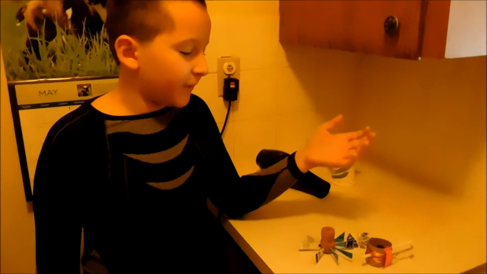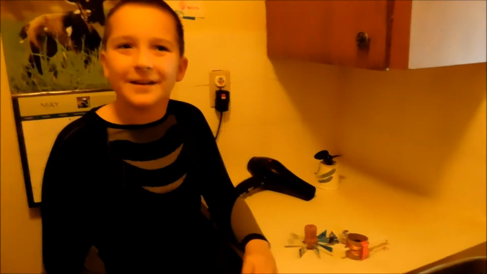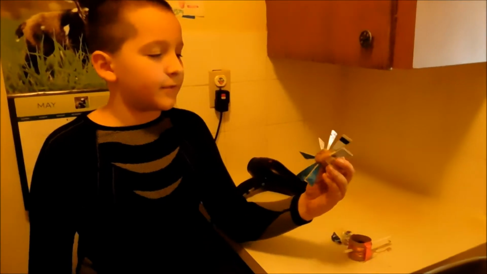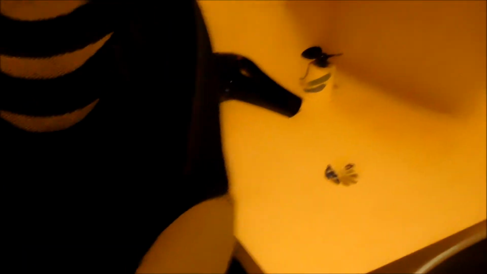I have a lot of failed attempts, because this took me like 30 or 40 failed attempts. But over here I have a couple of them. Over here is one of the propellers before I discovered the better one. Over here was the homemade DC motor, which I'll talk about in a minute. And over here was another propeller.